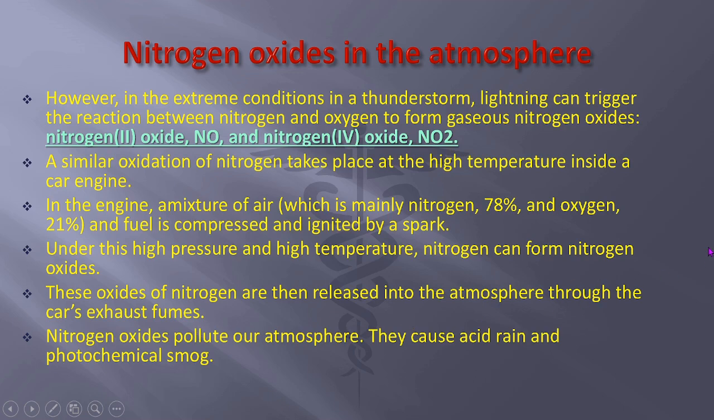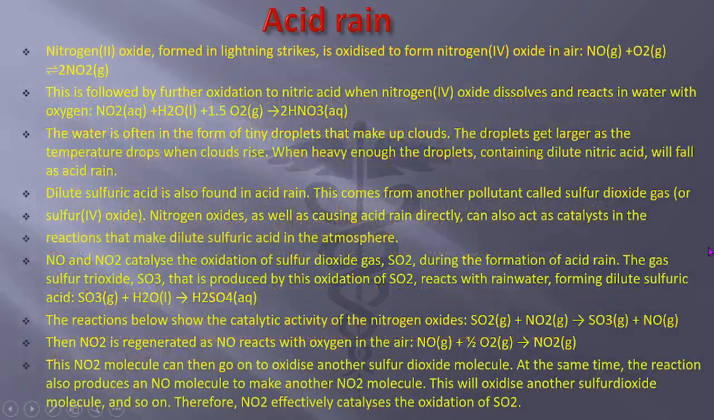Nitrogen oxides pollute our atmosphere. Acid rain. So basically, as I already explained, there is a formation of nitrogen oxides, and that nitrogen oxide reacts with the water and oxygen in the atmosphere to make HNO3. In this way, dilute nitric acid is formed, which falls as a part of the acid rain. Dilute sulfuric acid is also found in the acid rain. This comes from another pollutant called sulfur dioxide.